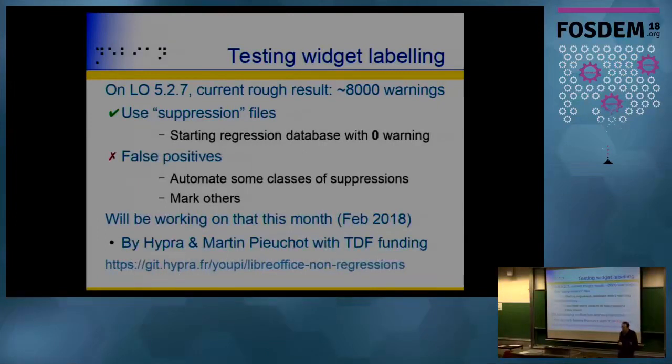There are false positives. Sometimes you say, no, this actually is not interesting to label. Probably we can automate some of these and mark those which we cannot automate because it's really on the semantic. We will be working on that this month. So to have a look at all of these, try to sort them out, see with the people what they prefer, the way they prefer, etc. So that's the HIPRA company and Martin Piochot who wrote the initial tool, and which we will use and extend, and that's funded by TDF.